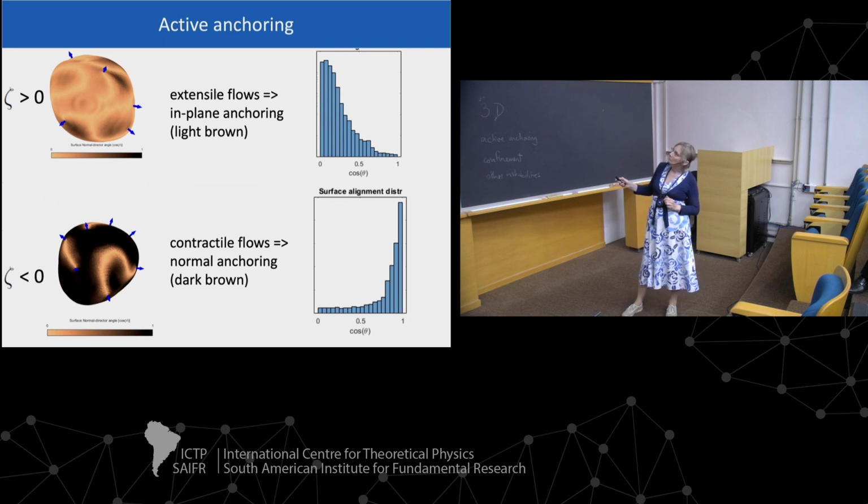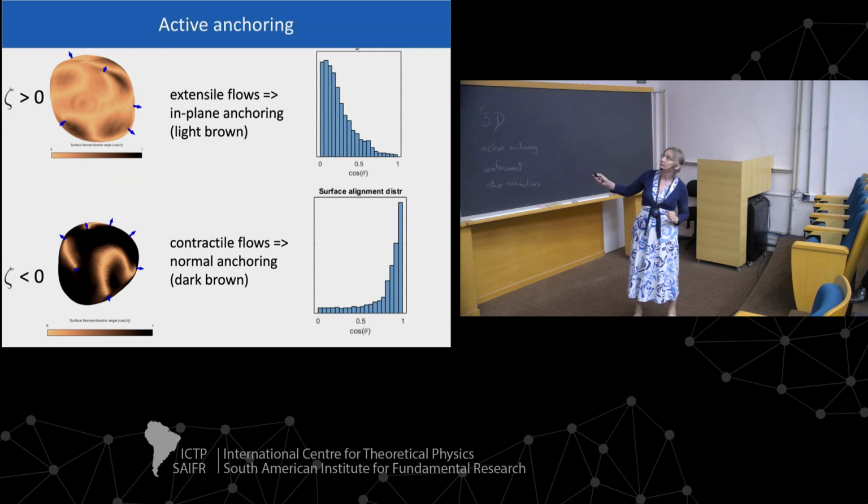So cos theta equals 0 means that angle is 90 degrees, right? So here, everything wants to align parallel to the surface. I'm in 3D, so this is a cos theta plot. That would be flat if everything was completely isotropic at the surface, and it obviously isn't flat by quite a long way.